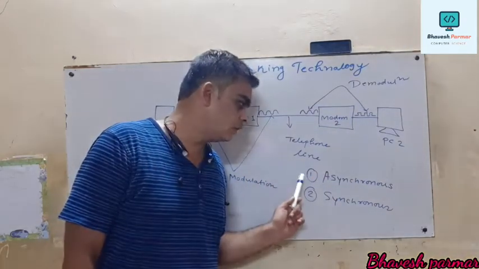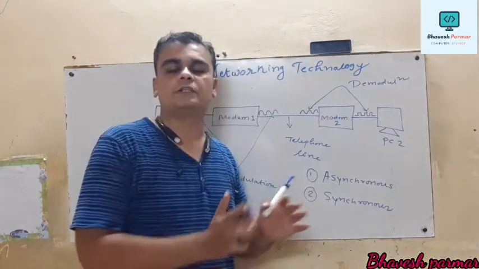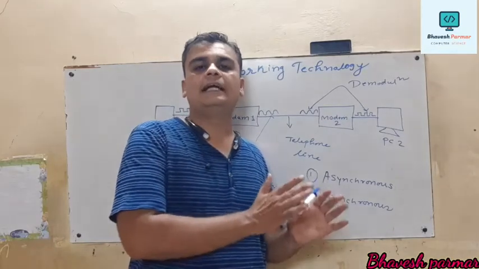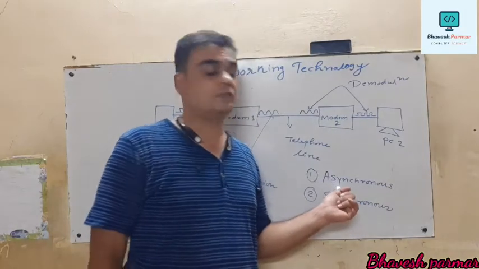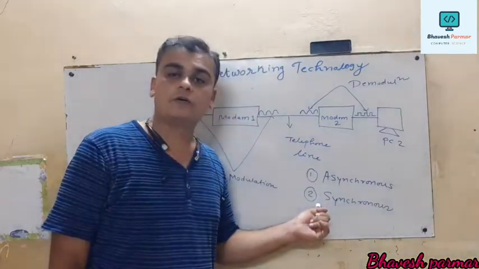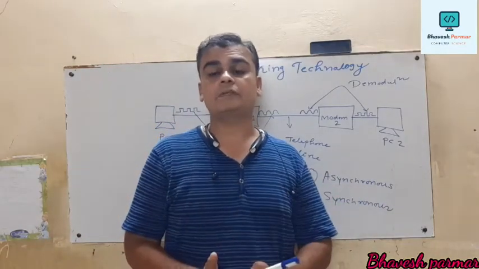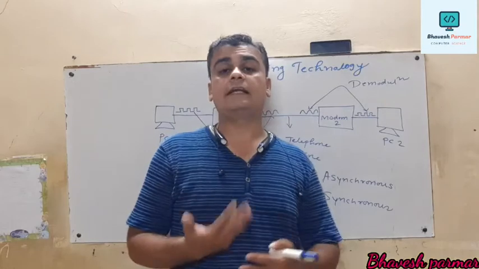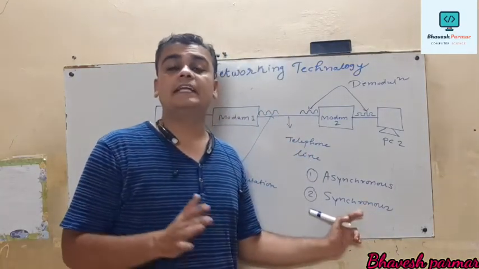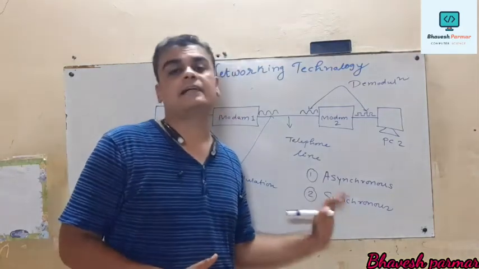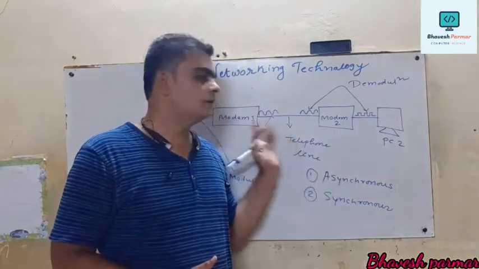The first one is the asynchronous modem. It is used to transmit a limited amount of data, never uses a special digital clock during data transmission, and can pass only a character set of data. Its cost is less expensive. The synchronous modem can transmit a huge amount of data without any interruption, uses a special digital clock while transferring the data, and can transmit any kind of data. Its cost is highly expensive compared to the asynchronous modem. So this is about modem.